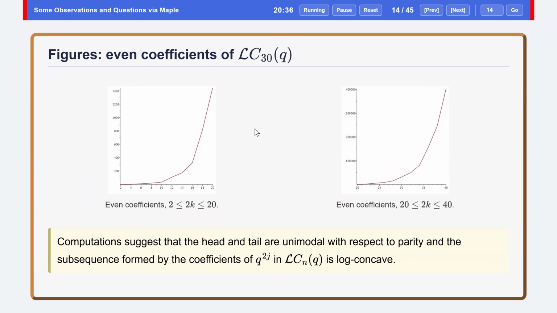And even more, that's something we didn't expect, which we can state quite neatly. Computation suggests that the head and tail are unimodal with respect to parity, and the sequence formed by the coefficients of the even powers is log-concave. If we consider the even powers, we just get an ordinary log-concave sequence. And I think there might be some hope to prove it.